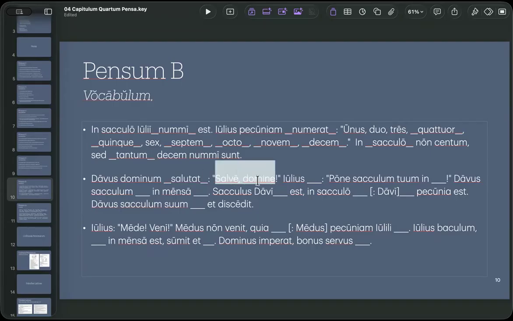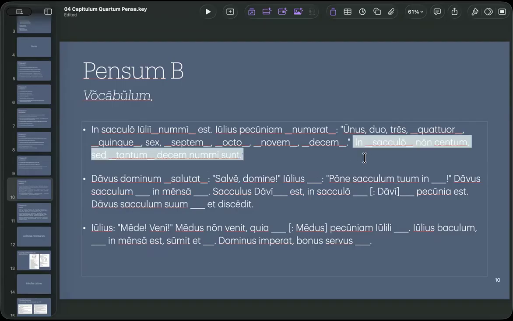Salve Domine, yes. See, that whole structure is wrong because in the story it is in quotes. And so they took it out of quotes here, but in the story it was in quotes. You're talking about this one? Yes. They did that intentionally. I'm reading it: in sacculo meo non centum sed tantum decem nummi sunt. That's why I was saying it should be in quotes, and continue on with decem nummi sunt.